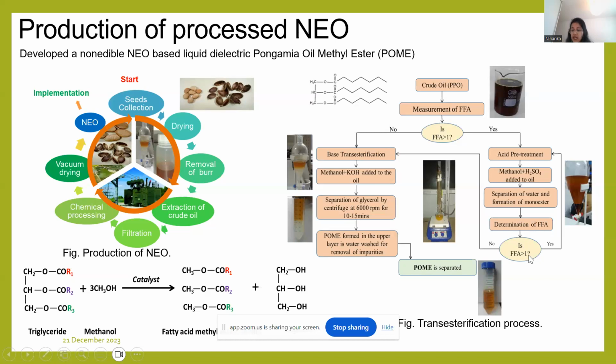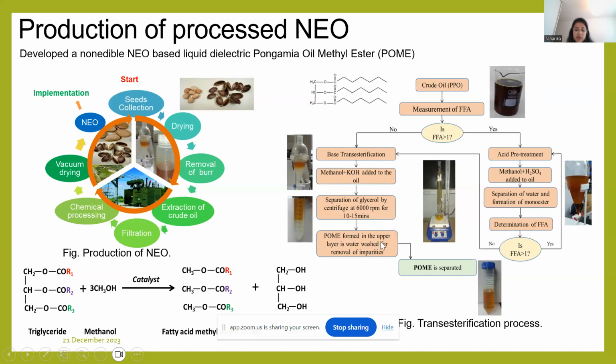If it is not less than 1, then we carry out the process once again until the value is less than 1. If it is less than 1, then we go for the base transesterification process, where we again use methanol with potassium hydroxide, or you can also use sodium hydroxide, and it's added to the oil. Then the separation of the glycerol takes place by using a centrifuge at 6,000 rpm for 10 to 15 minutes.